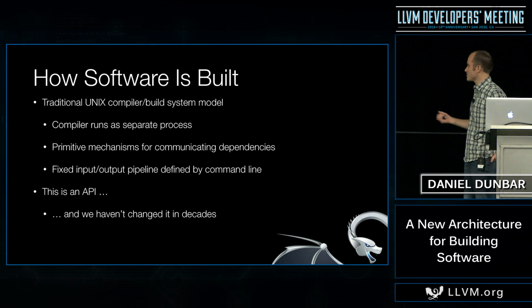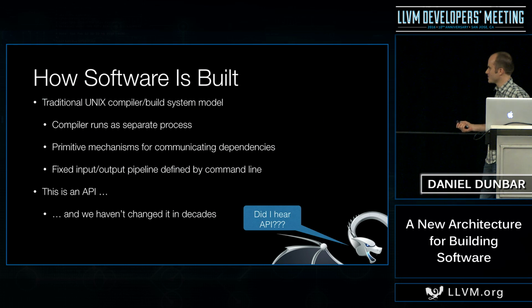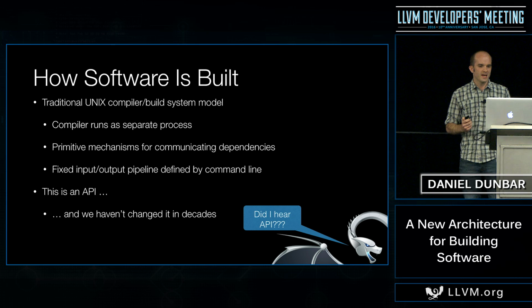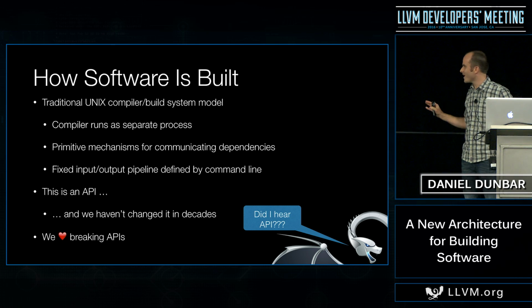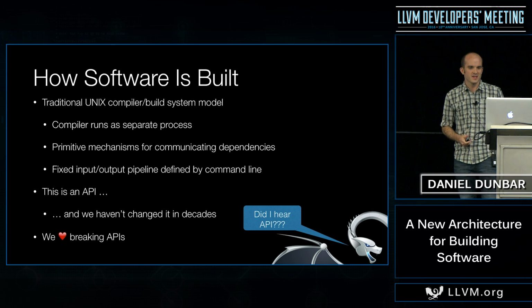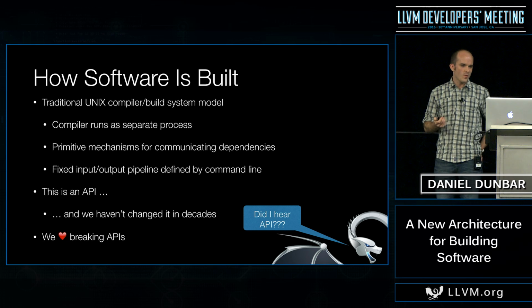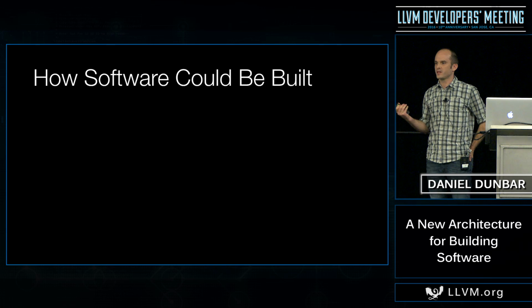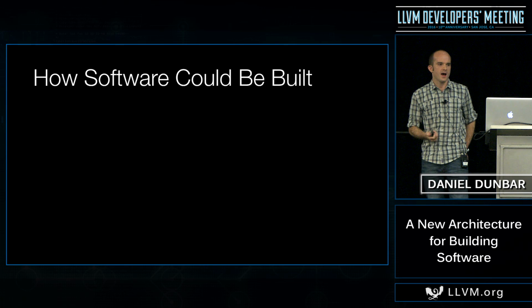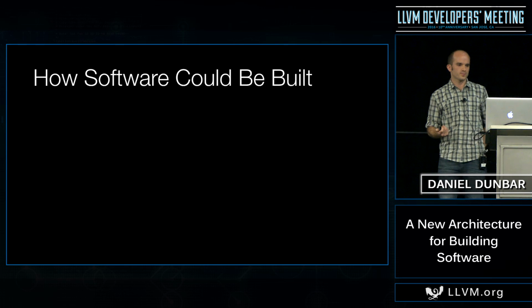Now, this is where the LLVM dragon swoops in, because the LLVM dragon heard me say API. And on LLVM, we love breaking APIs. So what would happen if we were willing to break this particular API? How could we build software?